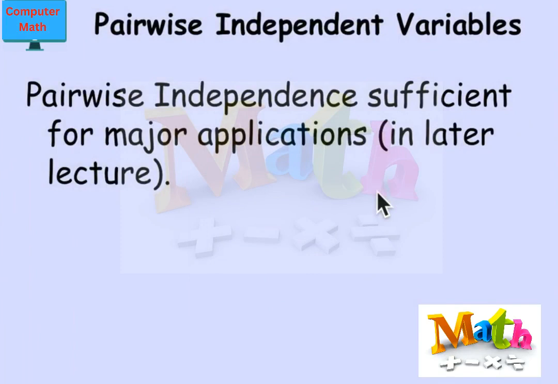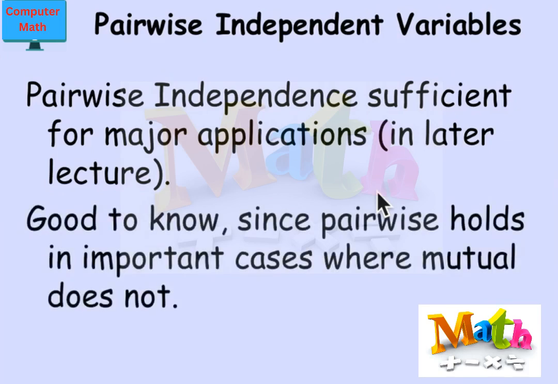The reason why pairwise independence gets singled out is that we'll see that for a bunch of major applications, pairwise independence is sufficient. And rather than verifying mutual independence, which is harder to check, you've got a lot more equations to check, and in fact, it often doesn't hold in circumstances where pairwise does hold. So this is good to know. We'll be making use of it.